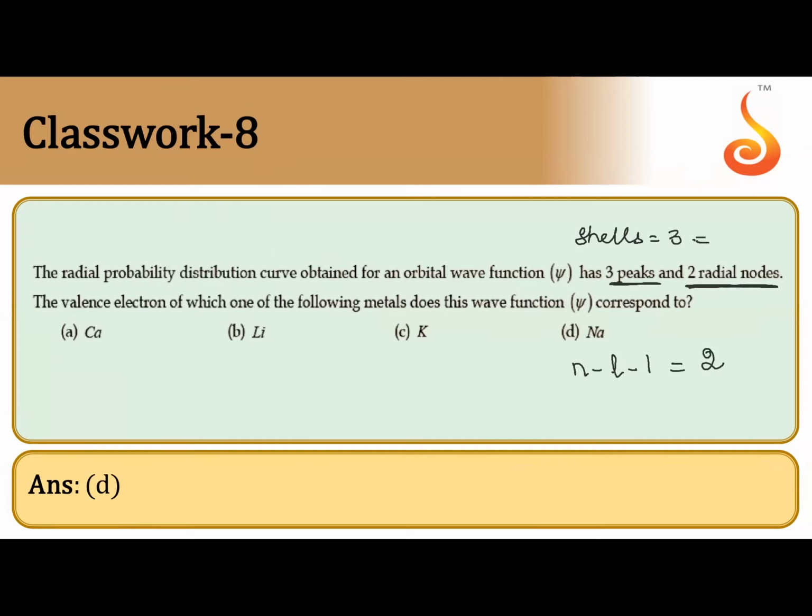Now I know N, it's 3 shell. So 3 minus L minus 1 is 2. So L is coming to be 0. If L is 0, meaning it is S subshell. So which is this? N is 3 and it is S, meaning I can write this as 3s. If you wrote as 3s, now you check the configuration of this, and this. Who has the valence electron in 3s? Who has the valence electron in 3s?